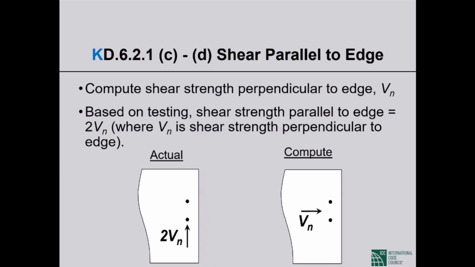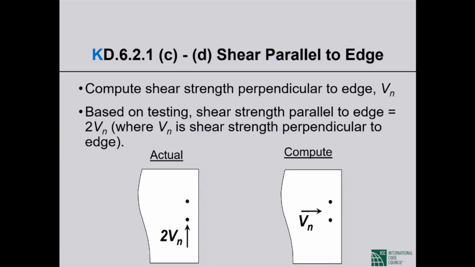Now, everything in Appendix D or your Appendix K is shear perpendicular to the edge. How do we calculate shear strength parallel to the edge? So this is what you do. You need to compute shear strength parallel to this edge. What you do is compute shear strength perpendicular to the same edge, which we know how to do. That's what Appendix K tells us.